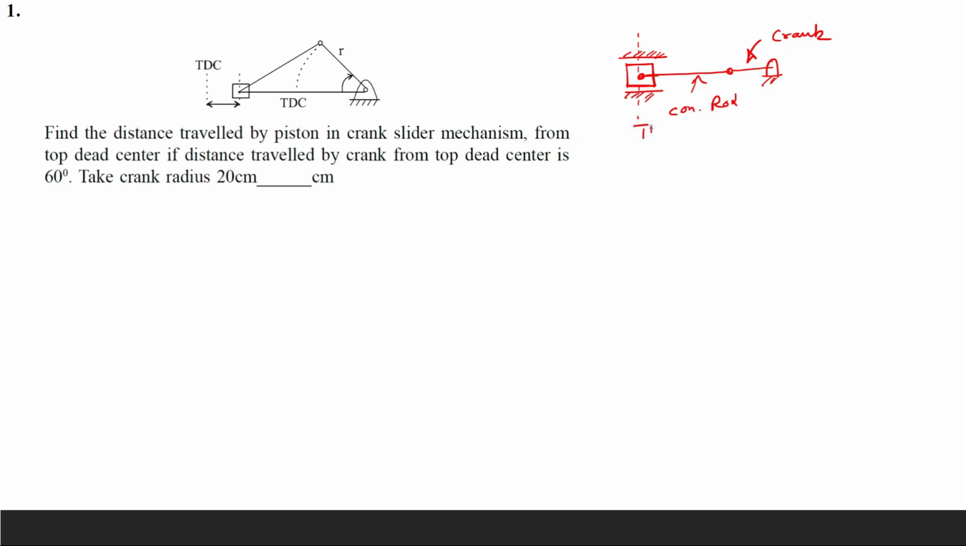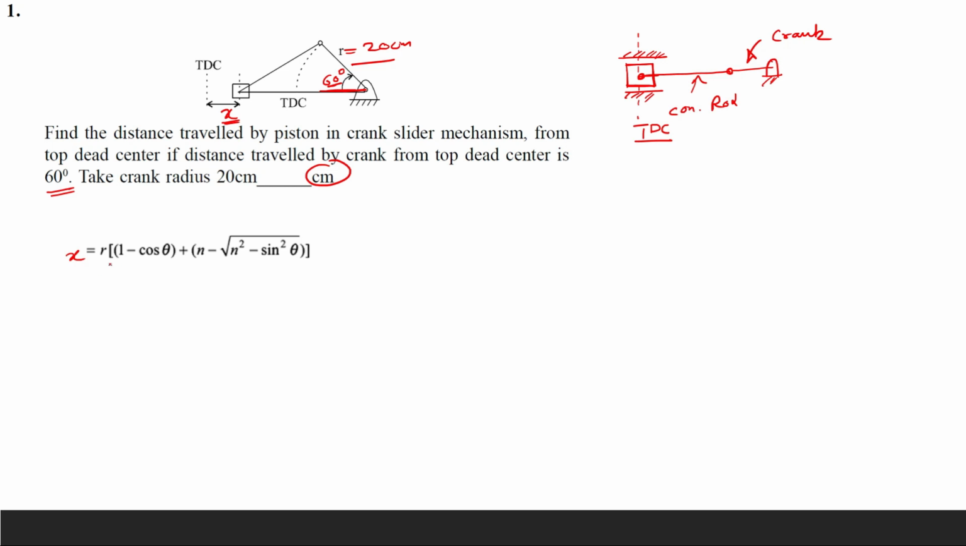So from here, how much did it move? The crank is rotated by 60 degree from the top dead center. Okay, from this line it is rotated by 60 degree. If the radius of the crank is 20 centimeter and we have to calculate the distance in centimeter, there is a direct formula that we can use to calculate the displacement x.